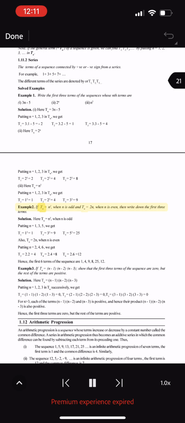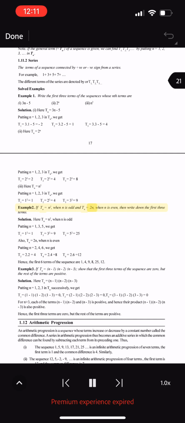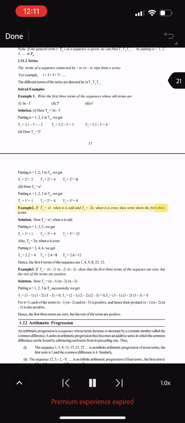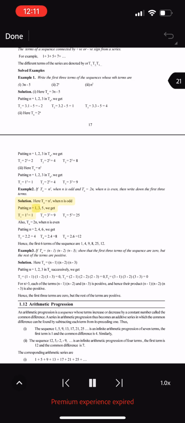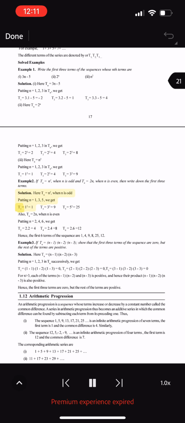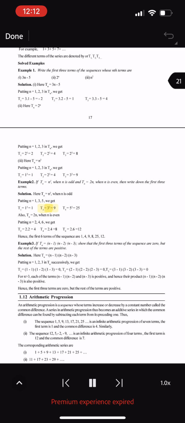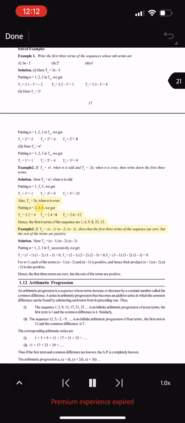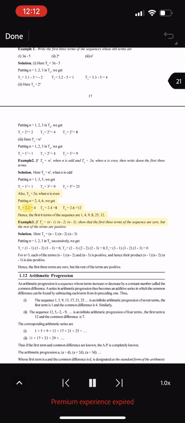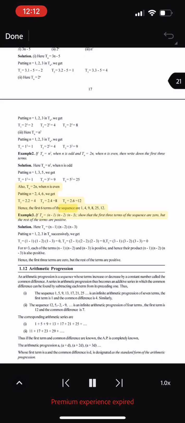Example 2. If tn equals n squared when n is odd, and tn equals 2n when n is even, then write down the first 6 terms. Solution: here tn equals n squared when n is odd. Putting n equals 1, 3, 5, we get t1 equals 1 squared equals 1, t3 equals 3 squared equals 9, t5 equals 5 squared equals 25. Also, tn equals 2n when n is even. Putting n equals 2, 4, 6, we get t2 equals 2 times 2 equals 4, t4 equals 2 times 4 equals 8, t6 equals 2 times 6 equals 12. Hence, the first 6 terms of the sequence are 1, 4, 9, 8, 25, 12.